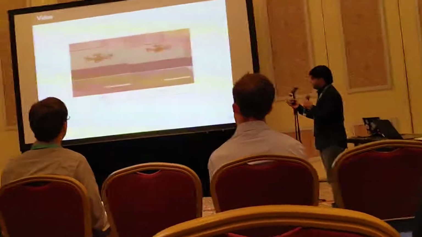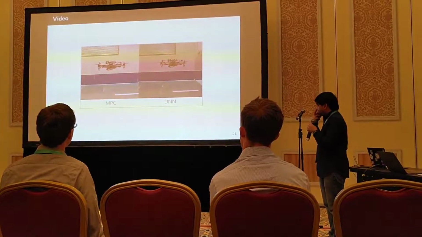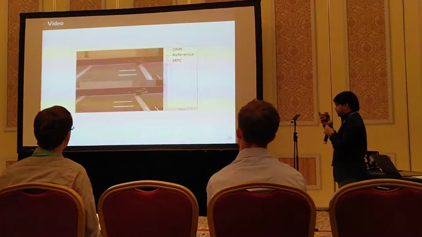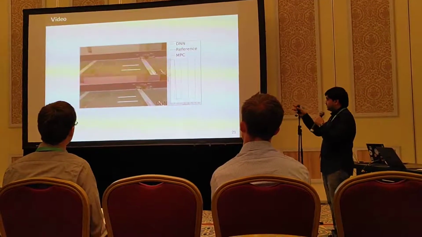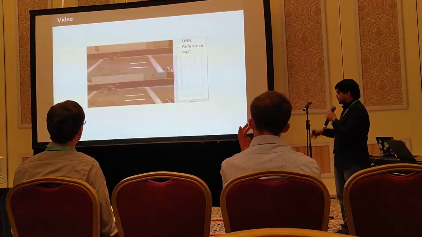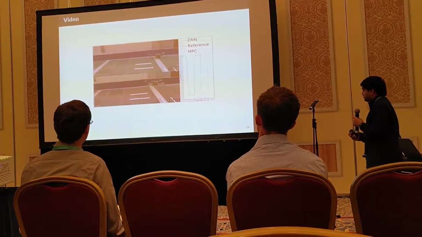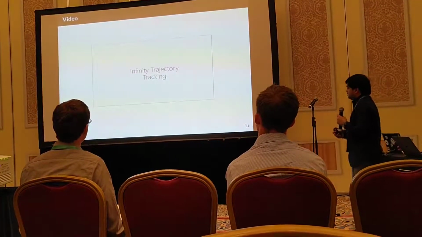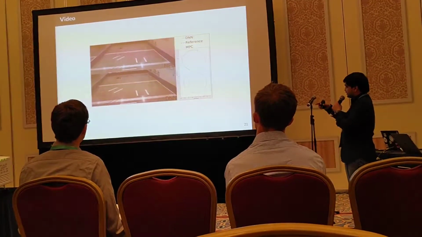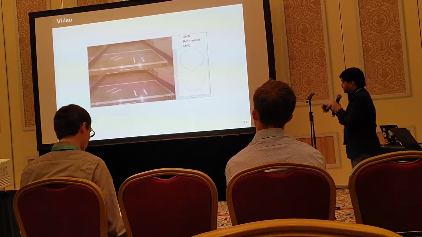We were able to test these results. It's quite stable, the DNN and MPC. The motion of the DNN is quite smoother than MPC. MPC has sort of peaks, but DNN is smoother. Here, both of the controllers are able to track this trajectory simultaneously.